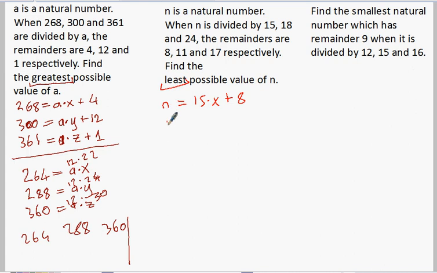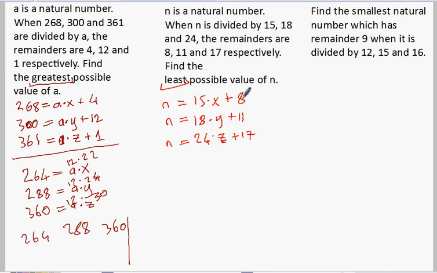So then the second one, when you divide this n by 18, there is another result, and then plus 11 over that. When you divide n by 24, another result, and the remainder is 17. So we want to find the number n, not x, y, z. We don't care about what they are. We needed to put something in here. That's why we use those letters.